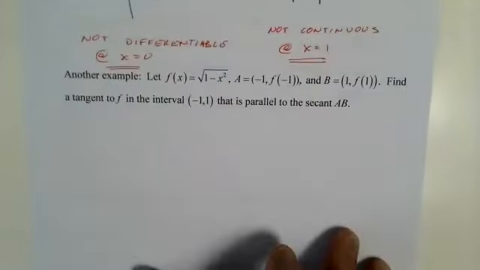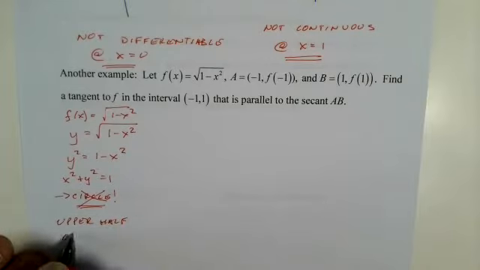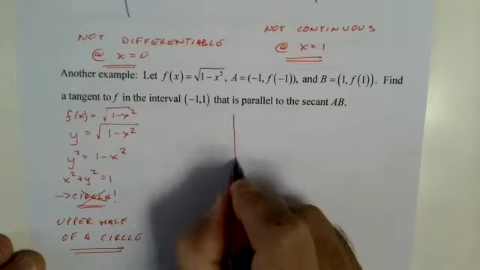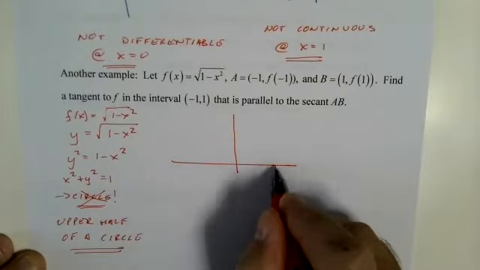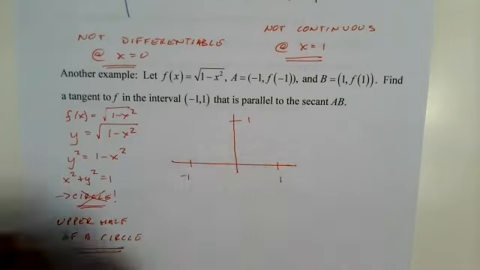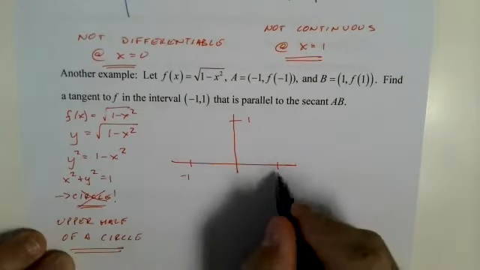So it's the upper half of a circle. And you might say, well, I didn't recognize that. Well, yeah, I mean, that's why I'm the math teacher. I do this for a living. So radius of 1, it does this.